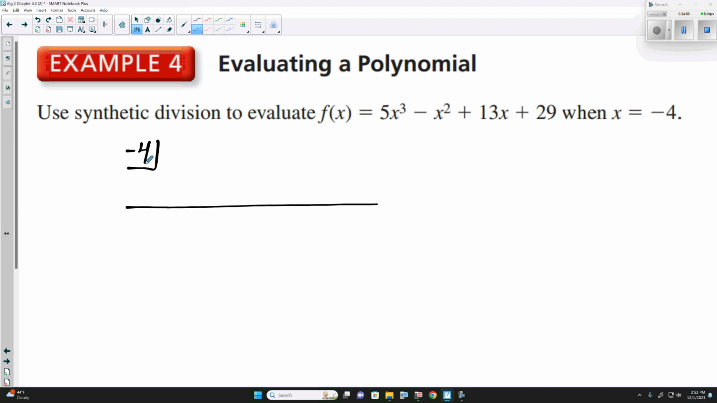So for this one here, we want to evaluate a polynomial. Use synthetic division to evaluate. So the first thing we're going to do is just do synthetic division. Now they tell us x is equal to negative 4. We don't have to do anything to it like we did with the last ones. It's already equal to it. 5, 13, 29.